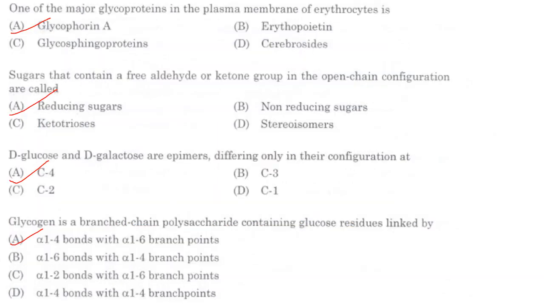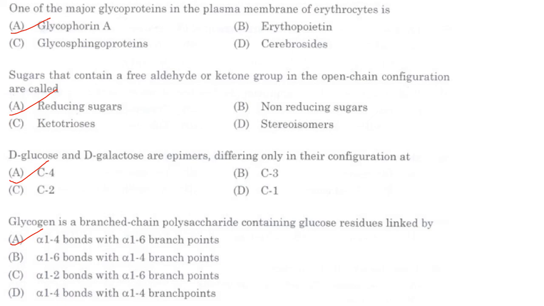Then next one. One of the major glycoproteins in the plasma membrane of erythrocytes is glycophorin A. Answer is option A. Sugars that contain a free aldehyde or ketone group in the open chain configuration are called reducing sugars. So answer is option A. D-glucose and D-galactose are epimers, differing only in their configuration at C4, that is carbon 4. So answer is option A.